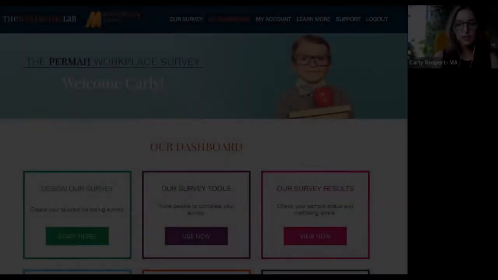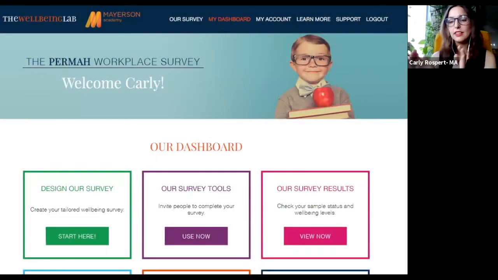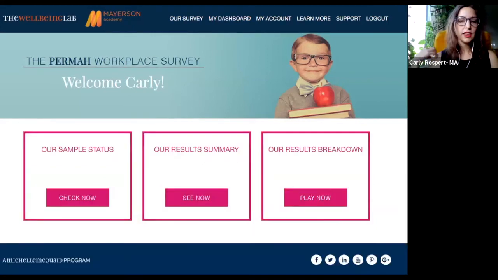So we're going to go back to this dashboard, and I'm going to show you the next section, which is our survey results. We'll spend the most time here because it has the most content to go through. This is really an area where you can check both the completion and the well-being scores from your survey. It has 3 areas that you can dig into, and the first is our sample status, and this is really just a way to track who's completed the survey.